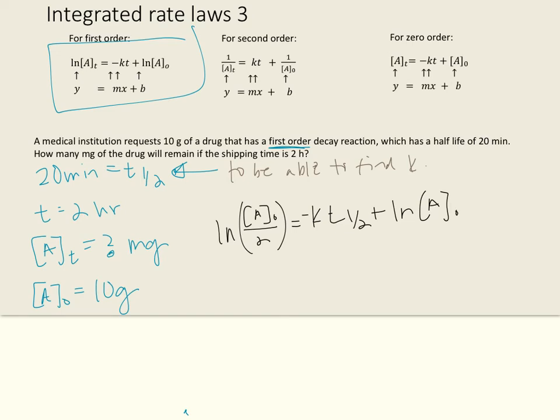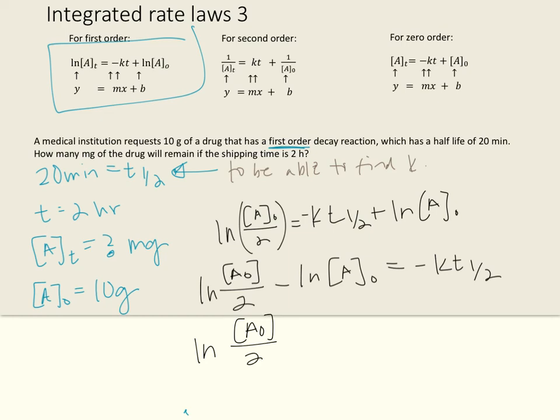Now, if you remember, I can go ahead and bring this over here so that I get natural log of A naught divided by 2 minus the natural log of A naught is equal to negative K and the half-life. And if you remember from algebra class, subtracting logs is the same as dividing, because logarithms are a function of exponents. If you've ever had to divide exponents, you know that you have to subtract them. So it's the same thing here. If we're subtracting them, then we're dividing them. So it's going to be the natural log of A naught divided by 2, divided by A naught.